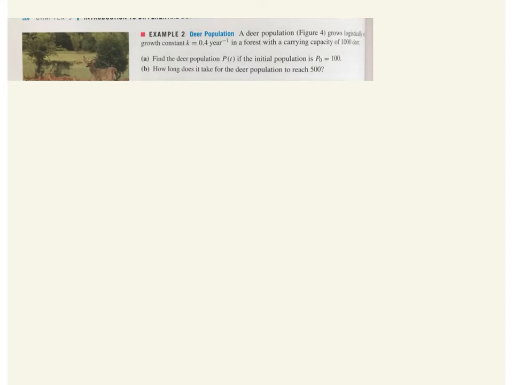So a deer population grows logistically with growth constant k equal to 0.4 per year, in a forest with a carrying capacity of 1,000 deer. All right, so find the deer population, P of t, if the initial population is 100. So we are looking for P of t. We are given k, which is 0.4, and we are given a, 1,000.